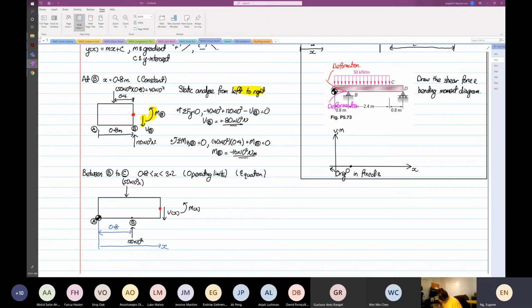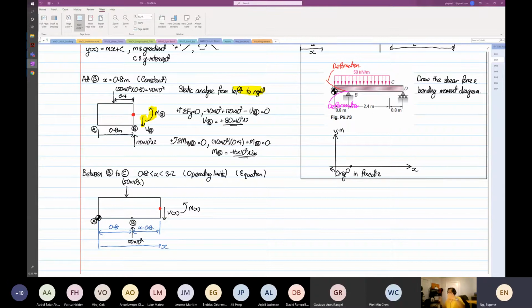And then the distance from here to here, can anyone tell me the distance from here to here? Is it X minus 0.8 or 0.8 minus X? Can anyone tell me? Is it X minus 0.8 or 0.8 minus X? X minus 0.8. Yes, absolutely. Thank you. Okay, this will be equal to X minus 0.8.